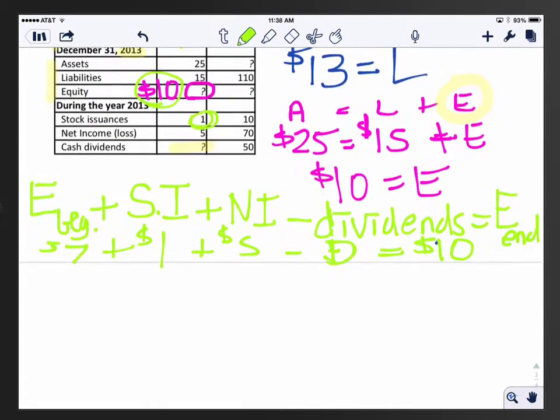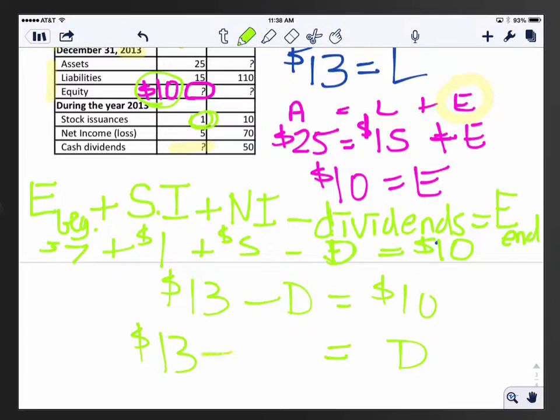So let's solve it. On this side, we've got 13 minus D equals 10. Right? So 7 plus 1 plus 5. And we want to get that D on one side by itself, so we subtract D from both sides, and that puts a D over here. We subtract 10 from both sides, that gives us 13 minus 10, and that gives us dividends equals $3. So that's what we get for our answer, $3.